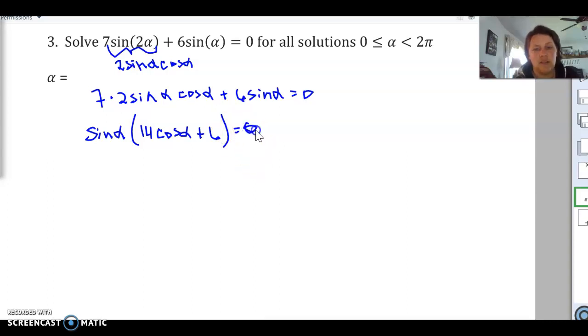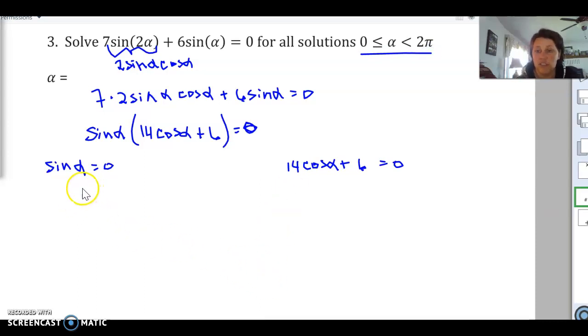Now I can go ahead and use that zero product property and say that I know either sine of alpha equals 0 or 14 cosine alpha plus 6 equals 0. So domain, we always have to be thinking about domain now. When I'm looking at this domain, I got rid of that double angle. I no longer have to worry about doing any changes for my domain because they're both just in terms of alpha now. So I am just looking for one rotation around the unit circle for both solutions. So that means I'll have 2 solutions for sine and also 2 solutions for cosine. No need for a u substitution or anything like that.